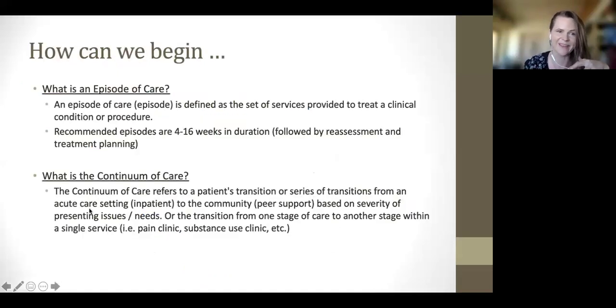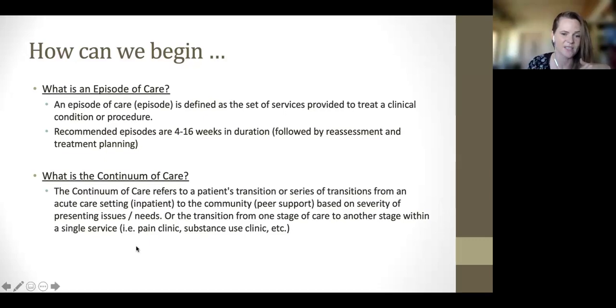So, where do we start with that? What's the launch point? In terms of conceptualizing how patients move through these systems, it's important to understand what we mean by an episode of care. So that's defined as the set of services that's provided to treat a clinical condition or procedure. And that can range from a month to 4 months typically in duration. And at different junctures, you're going to reassess and you're going to say, is this patient progressing as we would expect? Do we need to adjust treatment? Do we need to change treatment entirely? And that's part of the importance of those assessments where we're monitoring the symptoms as well as their progress.